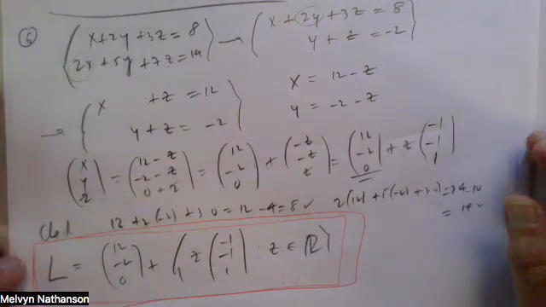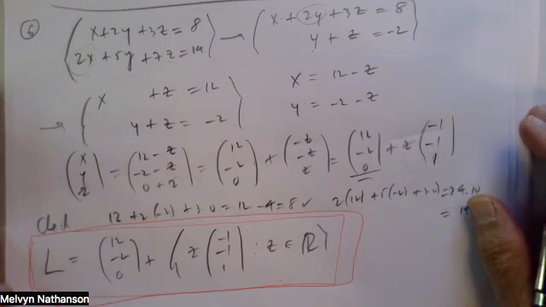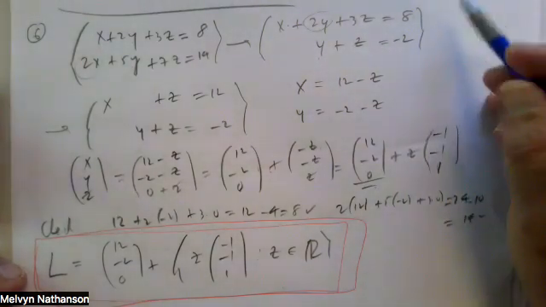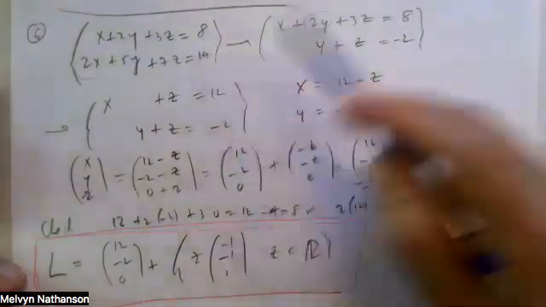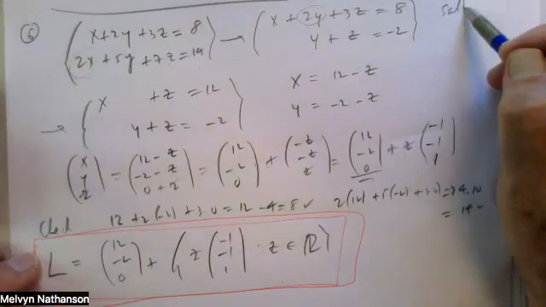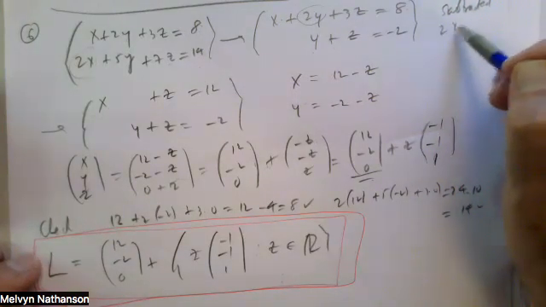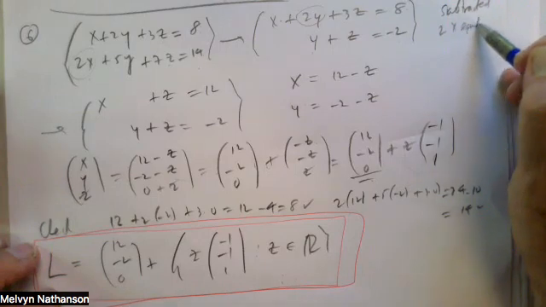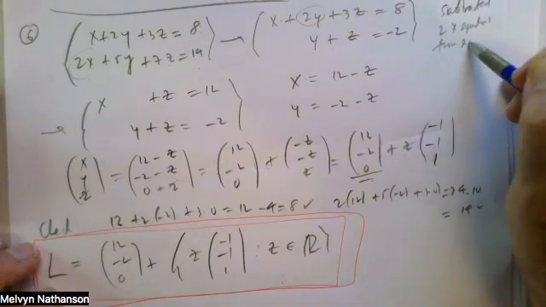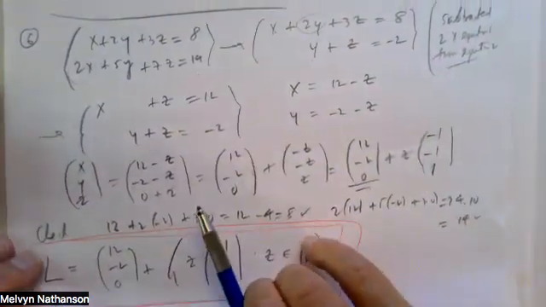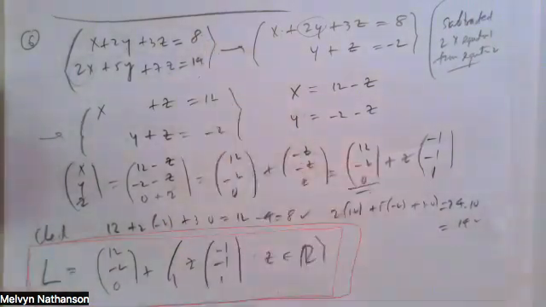I have a question. Go ahead. On the top, how did you simplify to y plus z equals minus 2? To get from here to here, what I did was I subtracted 2 times equation 1 from equation 2. I took the second equation minus 2 times the first equation. Thank you.